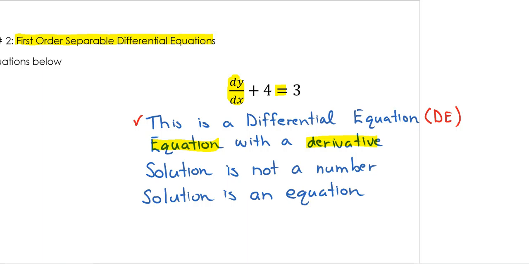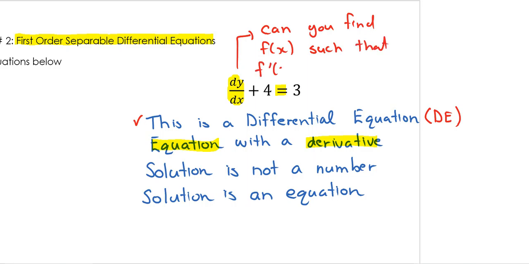So for this kind of question, basically I'm asking you, can you find f of x, a function or an equation, such that when you take the derivative of that function, and add 4 to it, because we're adding 4 here, you're going to get 3. Since this is a very simple differential equation, most of you can probably guess what f of x is, and just check your answer here.